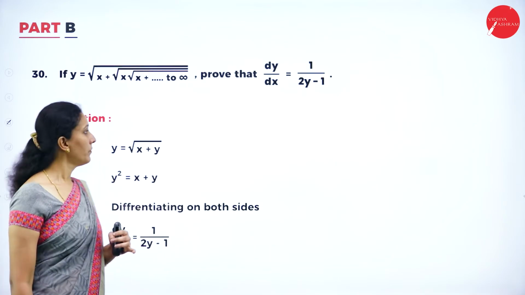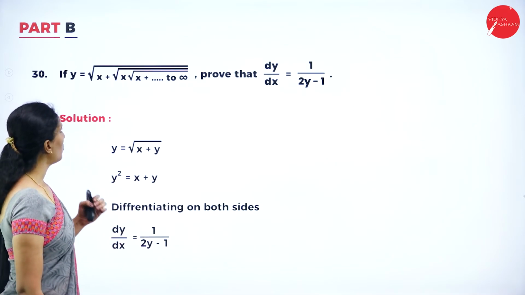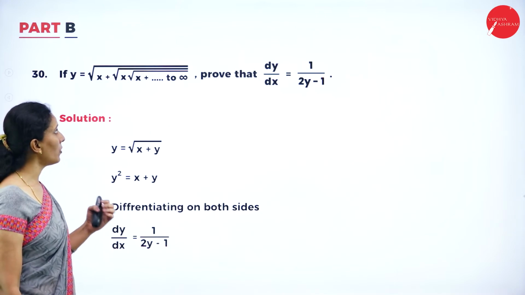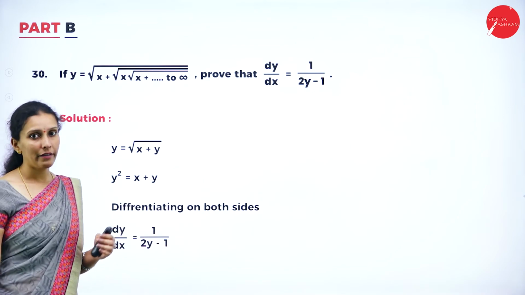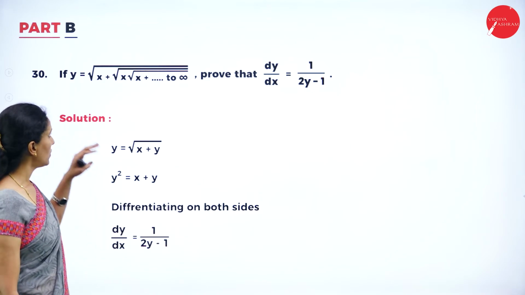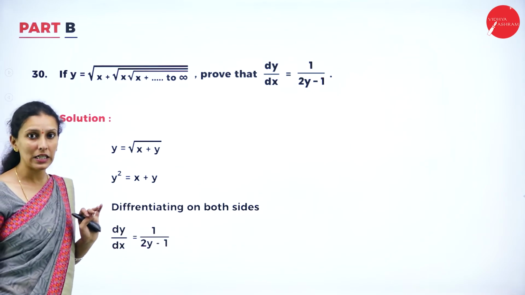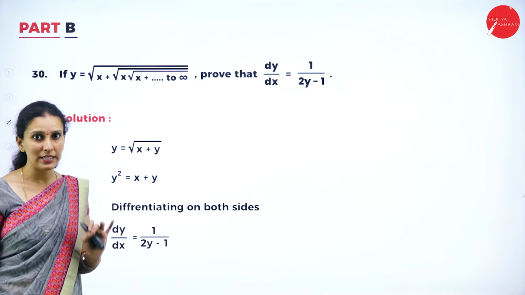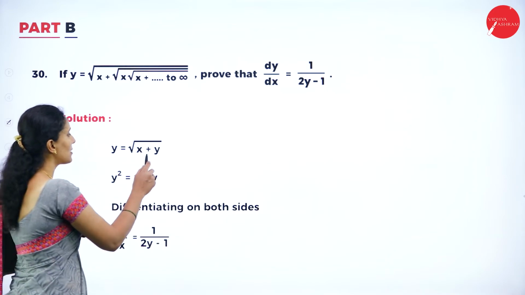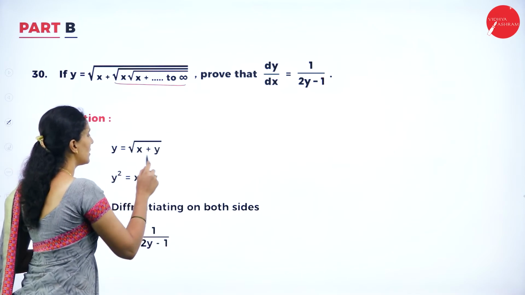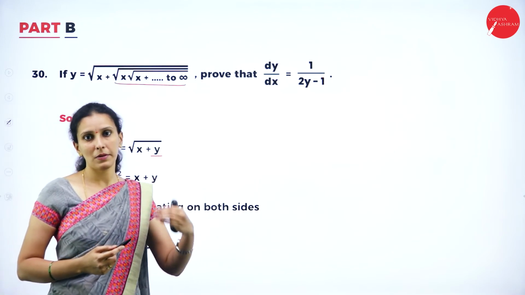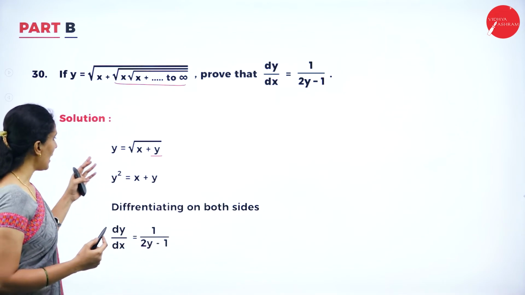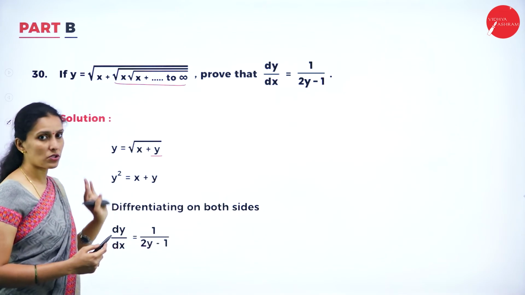So next we have, if y is equal to square root of x plus square root of x plus square root of x until infinity, prove that dy by dx is 1 divided by 2y minus 1. So this is an example of infinite series, that is differentiation of infinite series. So here I can express the other terms in the form of y, because y itself is nothing but root of x plus root of x plus root of x. Hence, I'll express the remaining terms in terms of y.